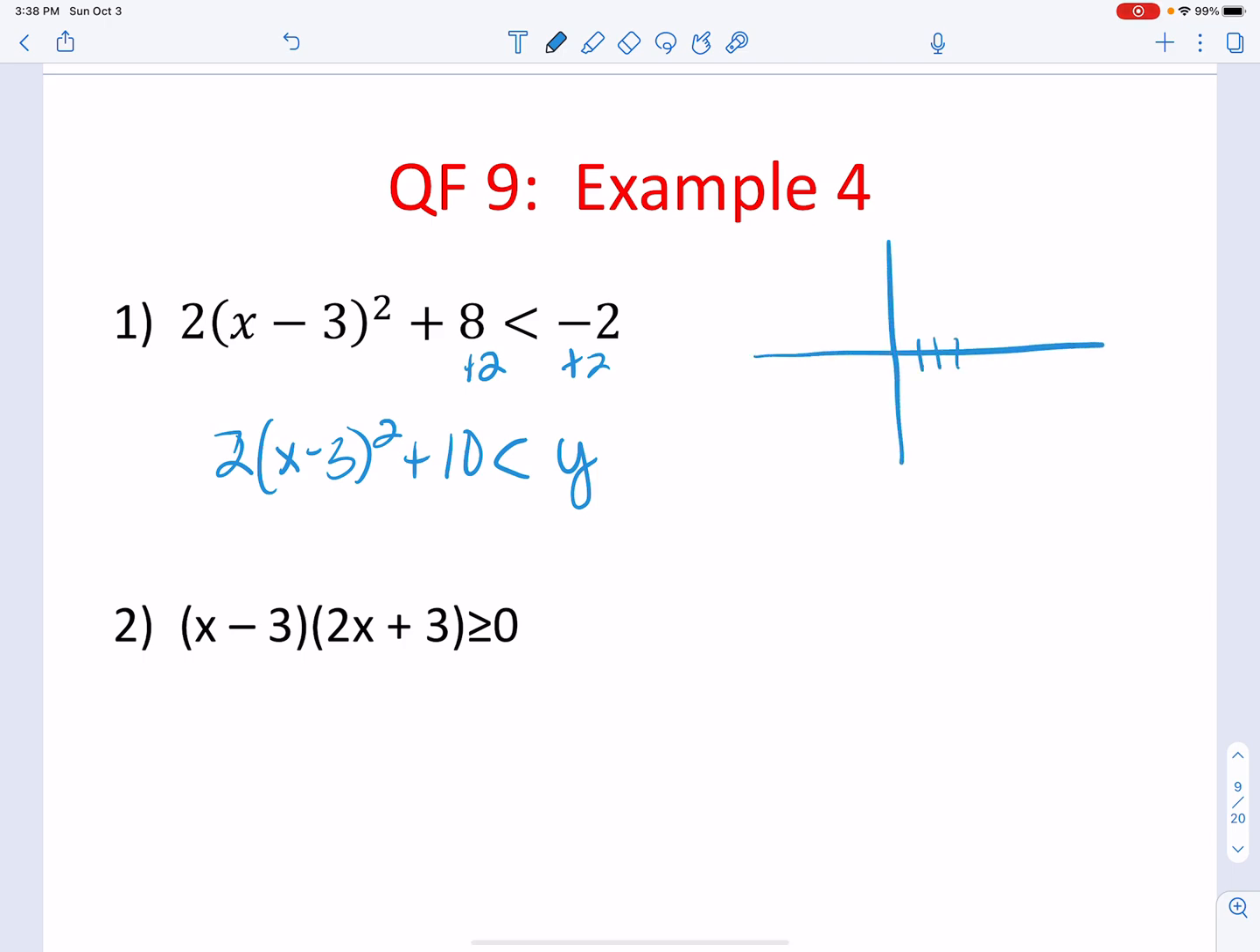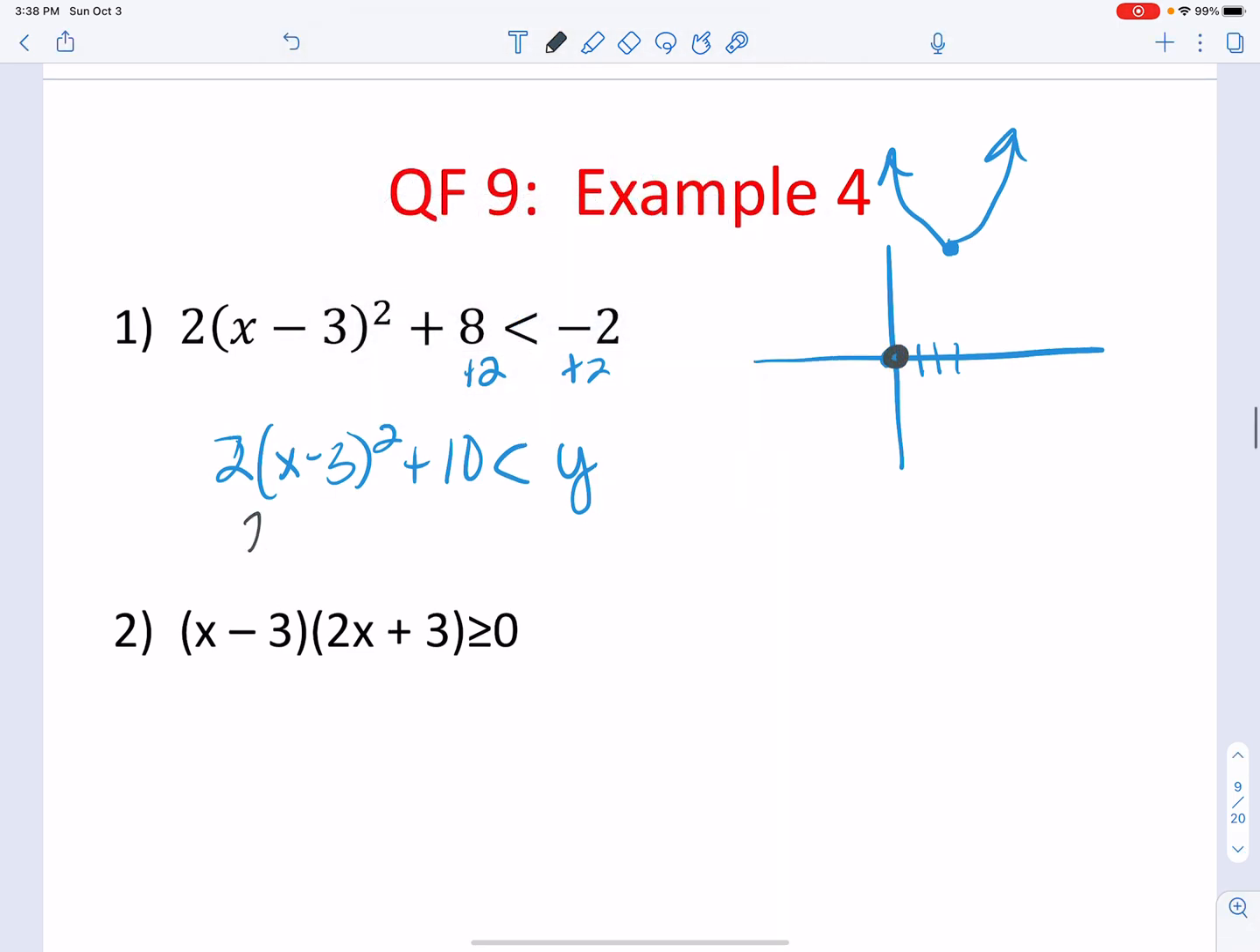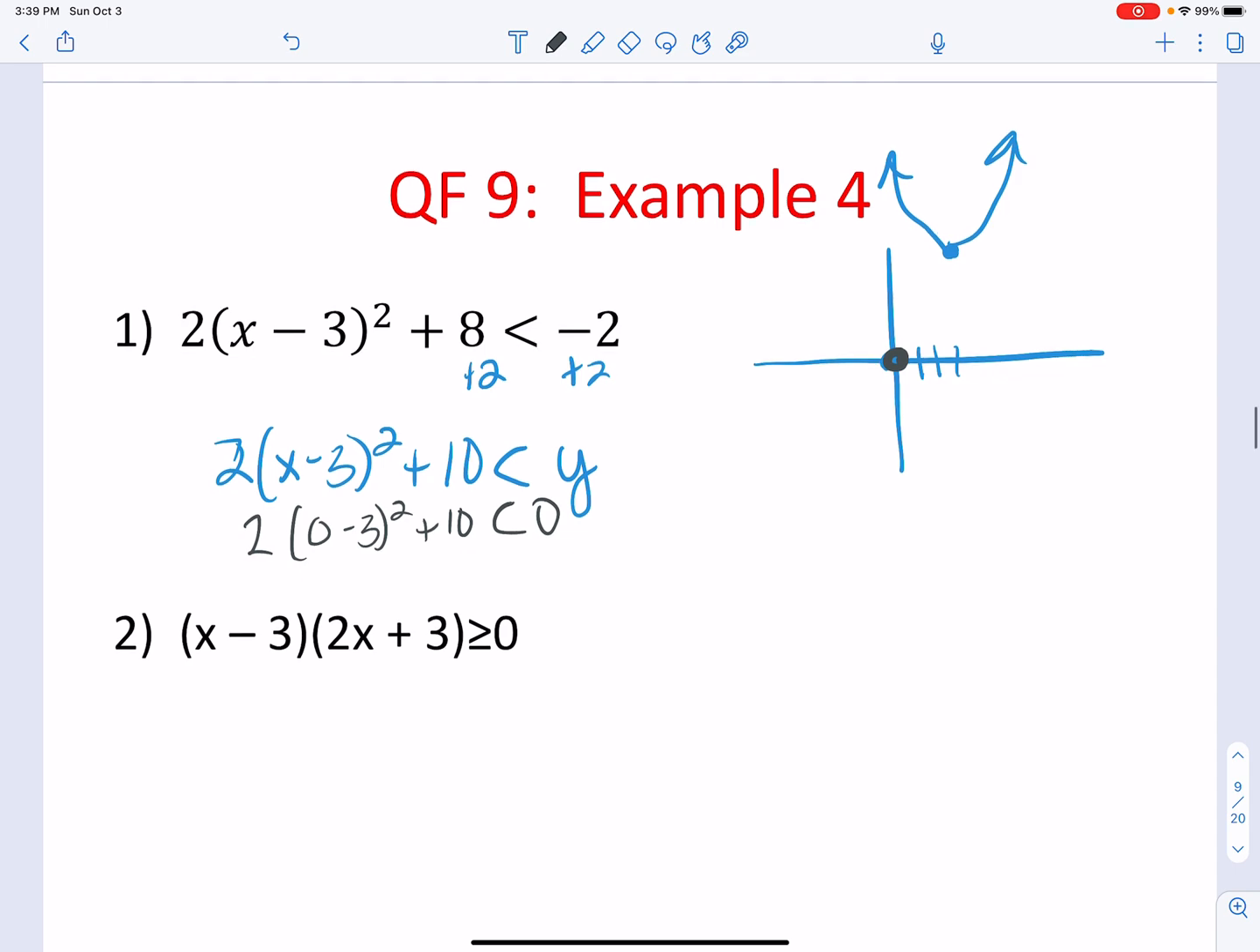I know that my vertex is at 3, 10, right? And then I know that it's opened up. So if I pick a point like 0, 0 to put in there, I get (0 minus 3) squared plus 10 is less than 0. So that's going to be 9, 18, 28. Is 28 less than 0? No. 28 is not less than 0. So that means it's inside the bowl that is shaded.